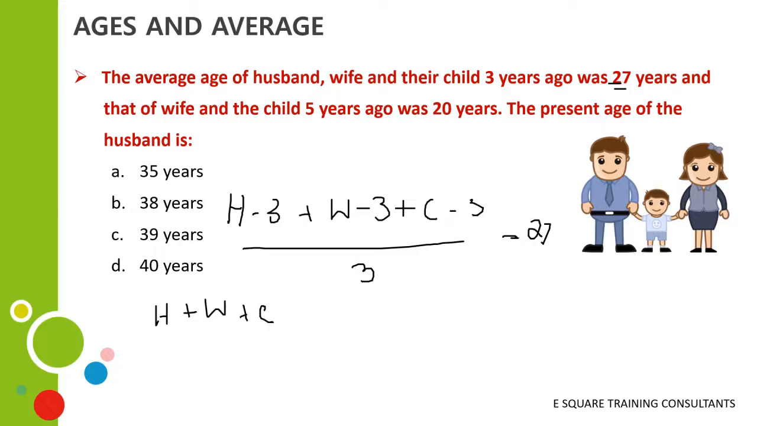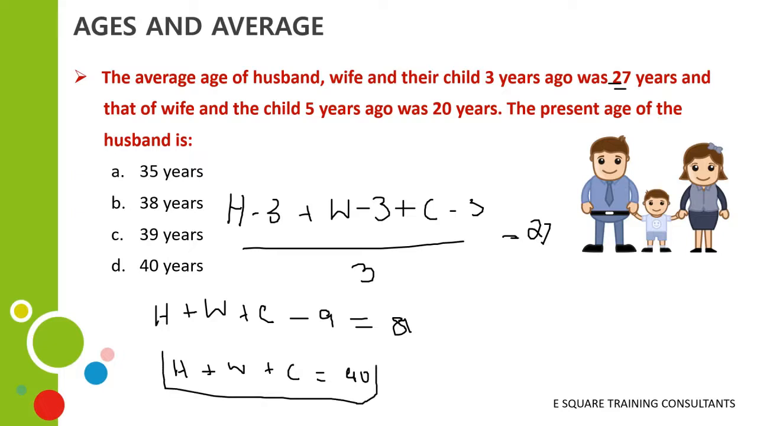So it becomes H plus W, that is wife, plus C, that is the present age of husband, plus wife plus C minus 9. This is minus 3, minus 3, minus 3 counts to minus 9 will be equal to 27 into 3, 81. So again this can be sorted out to husband, wife plus child, that is the present age of husband, wife and child is 81 plus 9 which is 90 years. So we got one equation that way.